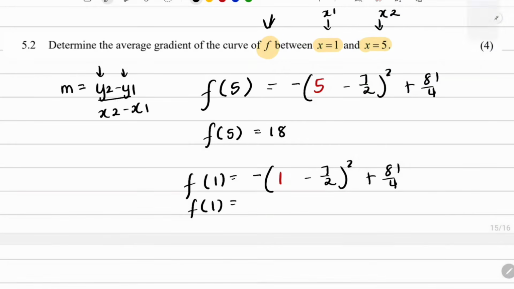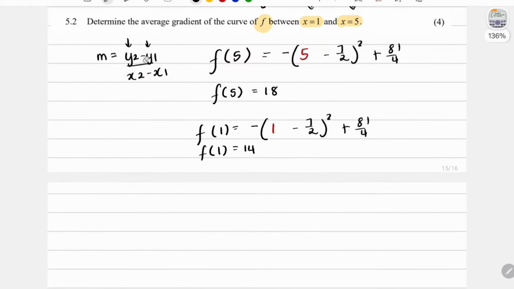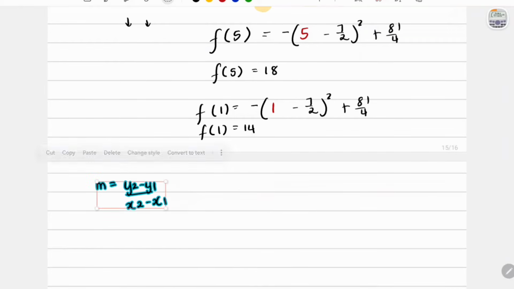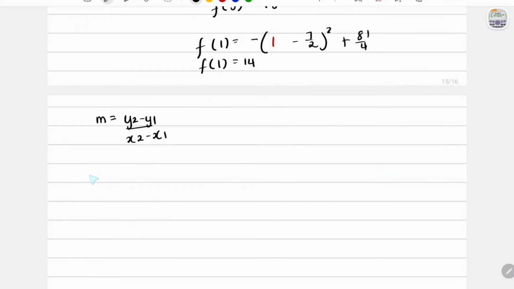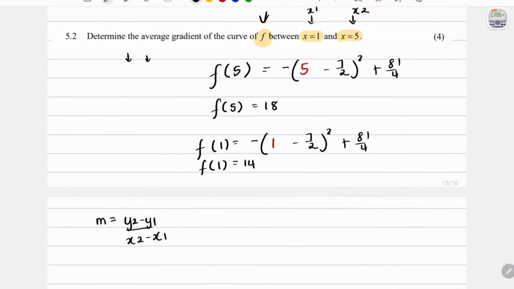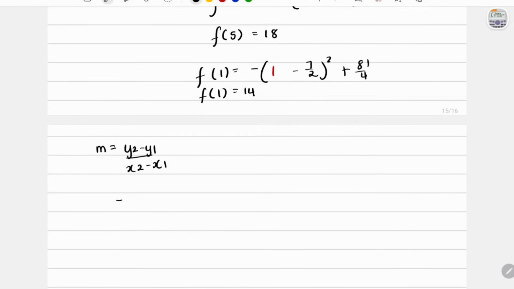We have 14 there. So that gives us 14. So to find the average gradient, we are using the gradient formula, which is this. Let me just pull this down here. So we are using this. To find that gradient, do those points have names, 1 and 5? Not really, so it's fine.